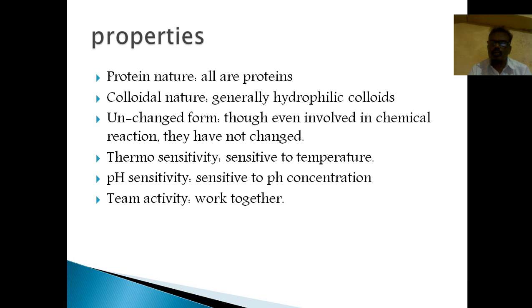Thermosensitivity. Thermosensitivity means they are very sensitive towards temperature. If the temperature rises too much, the enzyme will be inactive, or if the temperature falls too low, again enzymes become inactive. So they are active only at the optimum temperature. Optimum temperature means average temperature.